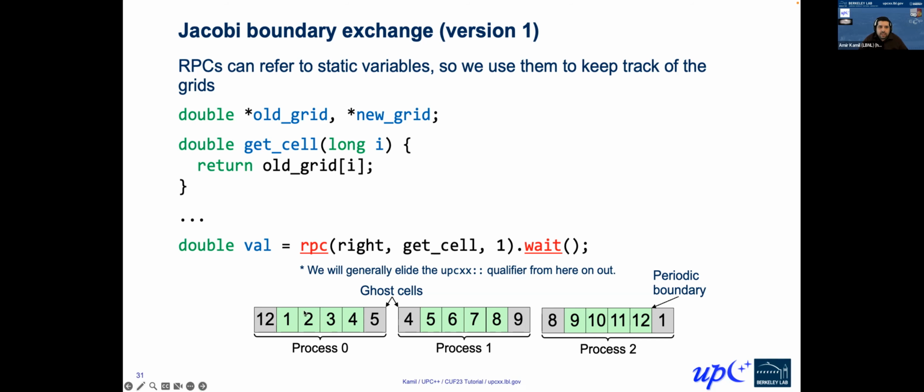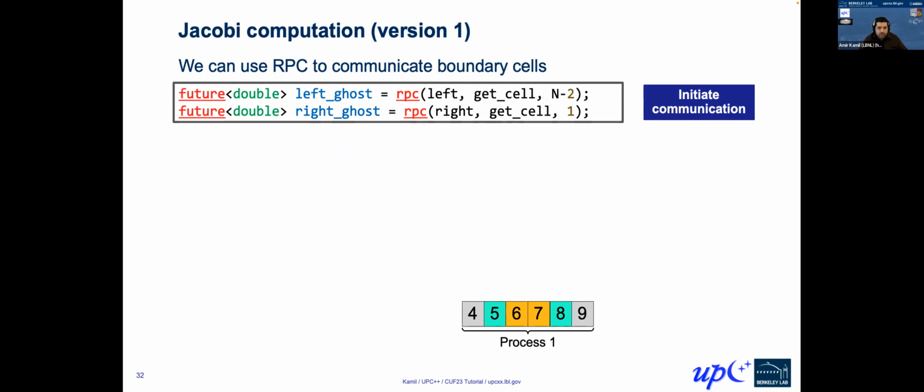All right, so let's look at the full code for our time step. Again, we're going to be using this RPC of this get cell function to obtain the data we need from our neighbor. But we want to take advantage of asynchrony. We want to overlap as much as we can. So at the beginning of the time step, we'll launch the RPCs over to our neighbors to obtain the data that we need.